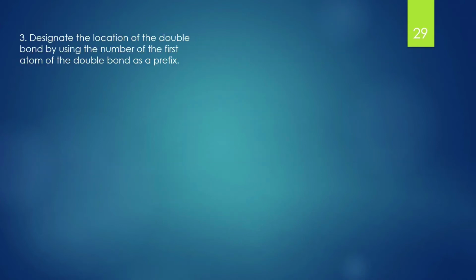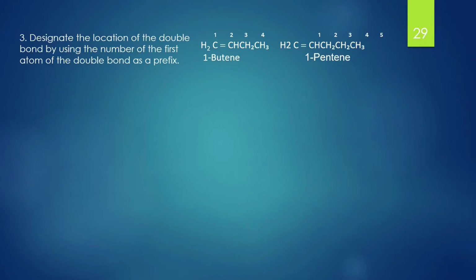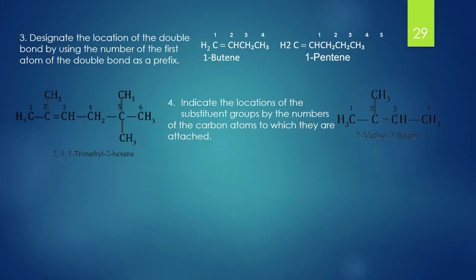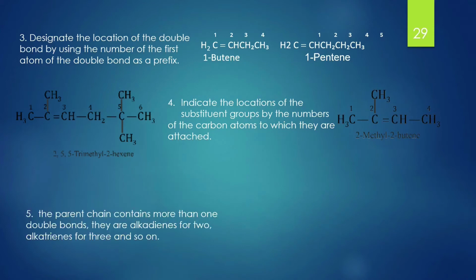Third rule suggests that we designate the location of the double bond by using the number of the first atom of the double bond as a prefix. For example, 1-butene or 1-pentene. Number 4, indicate the locations of substituent groups by the number of carbon atoms to which they are attached. For example, 2,5,5-trimethyl-2-hexene.